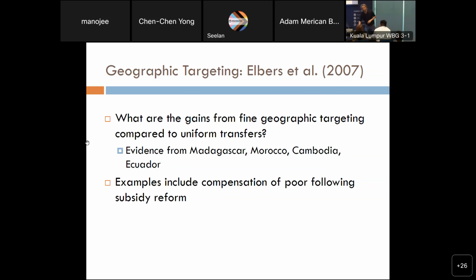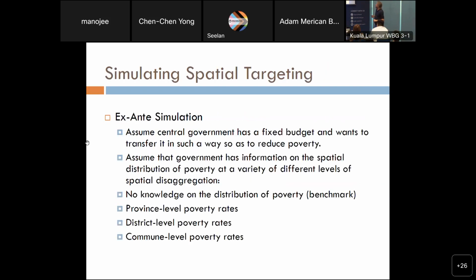And so they did this type of exercise at these various levels of granularity to see how much more efficiently we can target resources with the objective to reduce poverty if we have these more granular estimates of poverty. So I more or less explained this simulation exercise to you already. Okay, I think I pretty much told you everything that is on this slide.